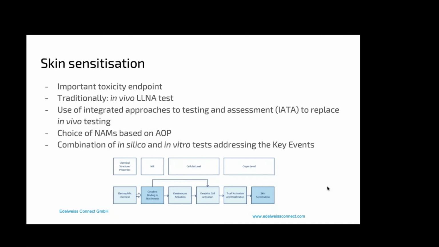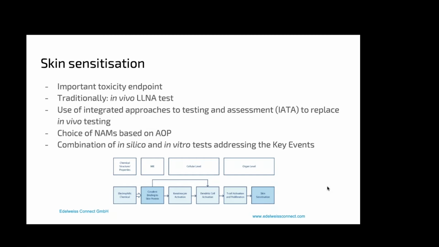For skin sensitization, briefly, there are 4 key events. The first one is covalent binding to proteins, the second is keratinocyte activation, and the third one is dendritic cell activation, which then leads to the 4th key event, T cell activation, and it results in the adverse effect, so skin sensitization.